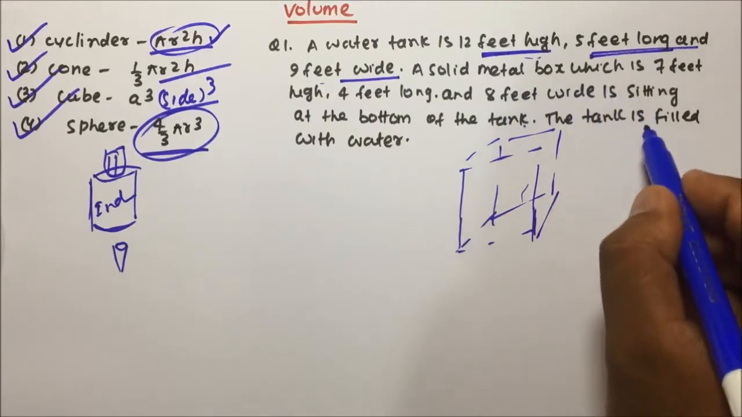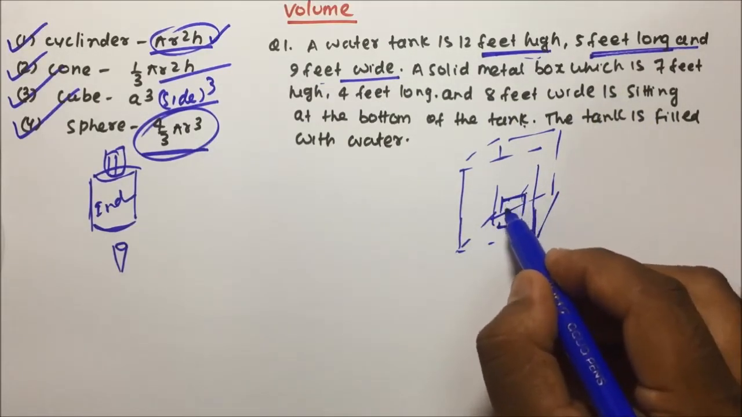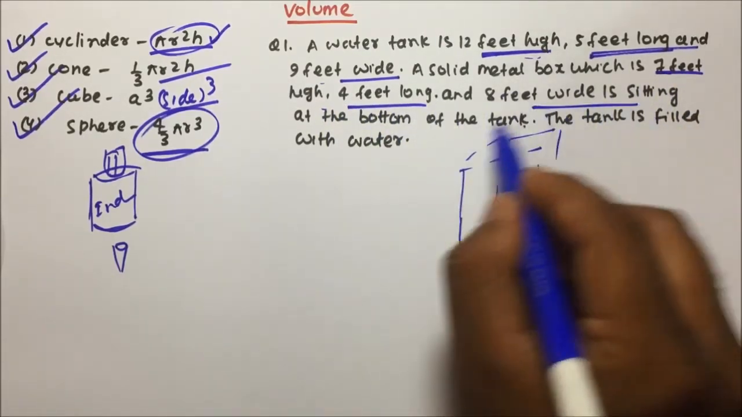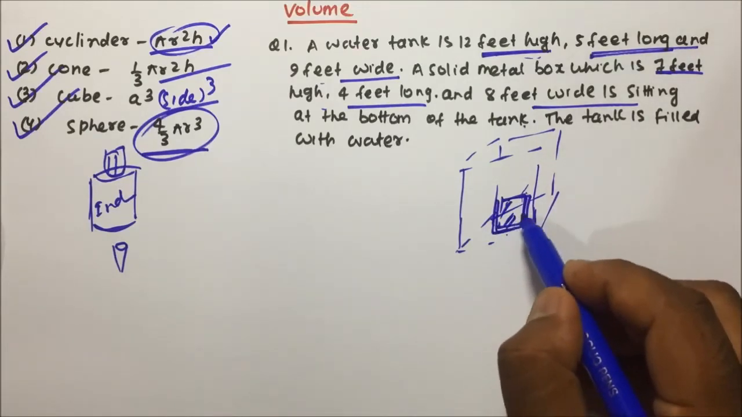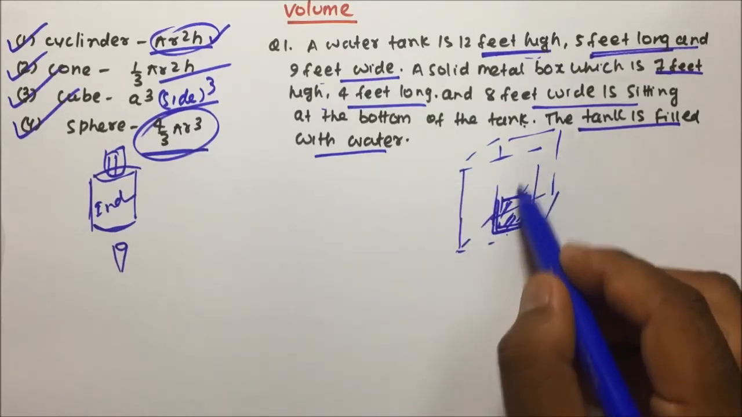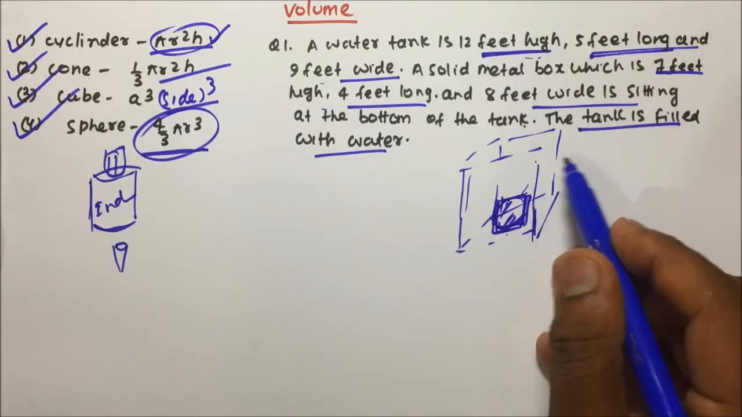Now a solid metal box which is 7 feet high, 4 feet long and 8 feet wide is sitting at the bottom inside that. Then definitely wherever this box is, water will not be there, right? Okay, water will not be there. So the tank is filled with water. You have to tell how much water will be present in the water tank.